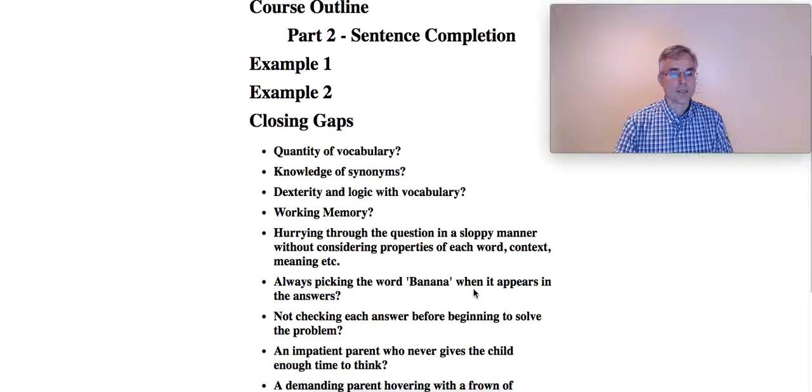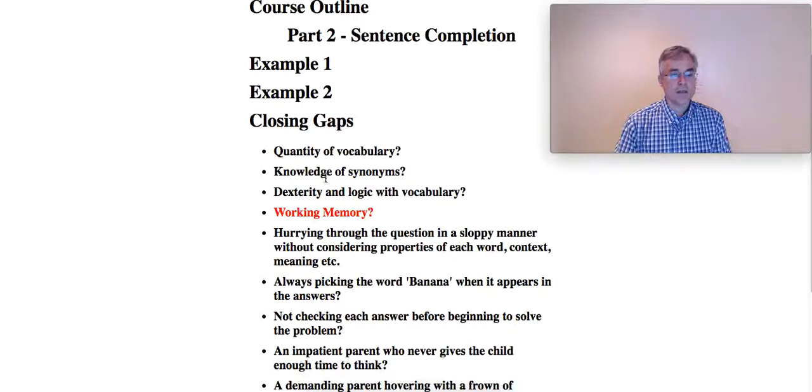So let's take a look at the gap list. I get a lot of questions from recent immigrants whose child has spent less than a year in an English environment. So it could be just quantity of vocabulary. It could be in the process of picking up vocabulary. Time hasn't been taken to dig into synonyms. Opposites usually come quickly, but I think synonyms are a much bigger deal. Is it their ability to reason, right? Manipulate logic and vocabulary for the proper outcome? More often than not, there's a working memory issue going on.